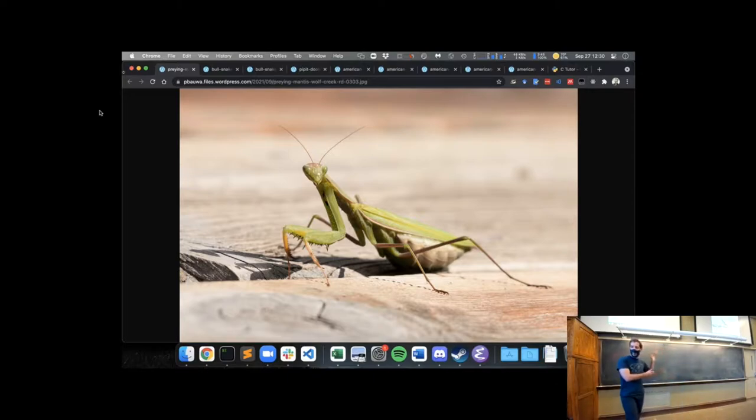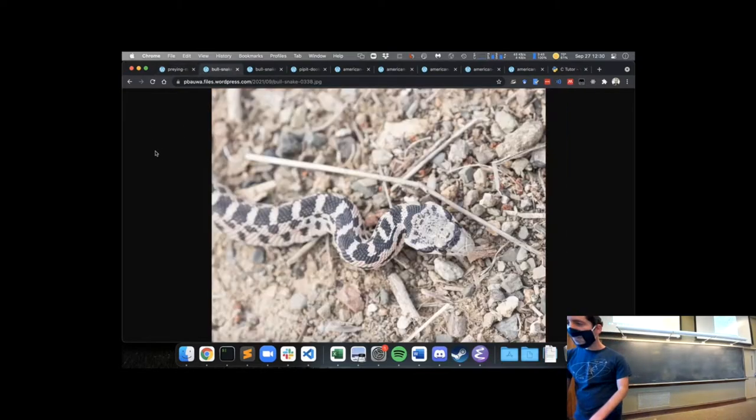Yes, so you probably wouldn't believe me if I told you this was a bird, so I won't attempt such a fabrication. We have a praying mantis, which definitely, if these things were human-sized, they'd be completely terrifying. Another non-bird, a snake that's doing its best to appear like a dangerous viper by pulling in its neck, but it's all a ruse. This is a non-poisonous bull snake.